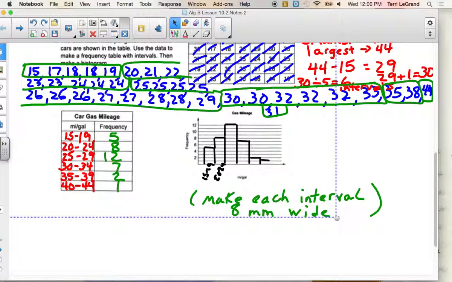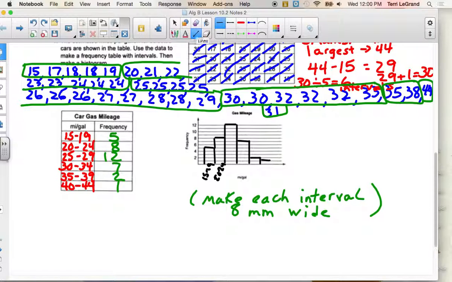I do not know why this one will not let me make my last bar. Okay, try one more time. No. It just does not like it.